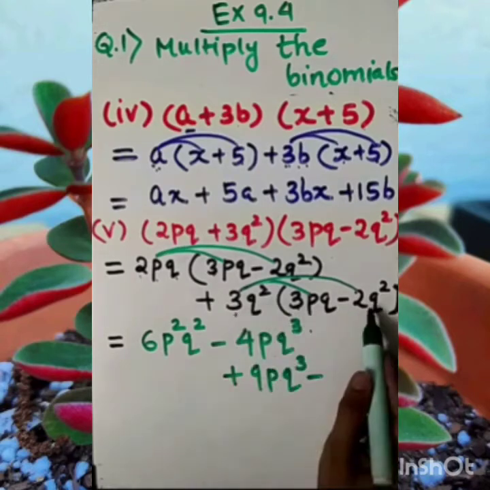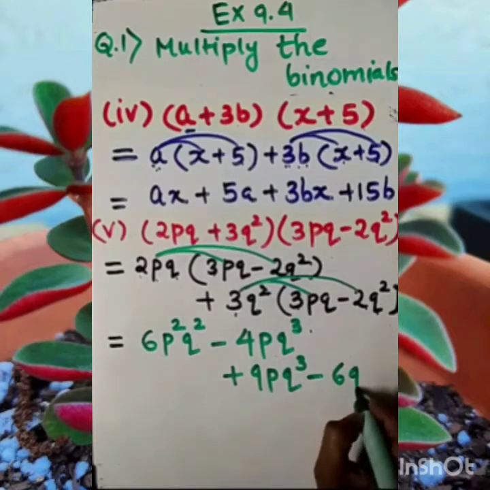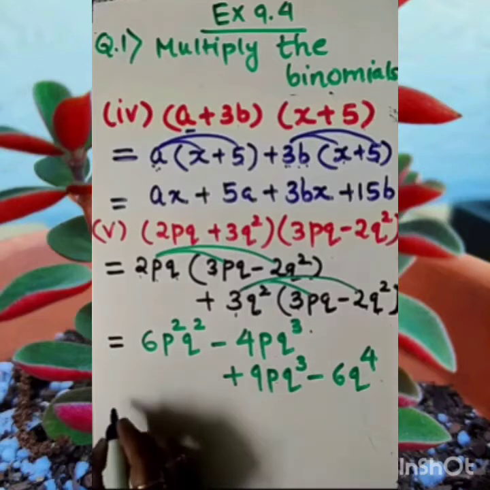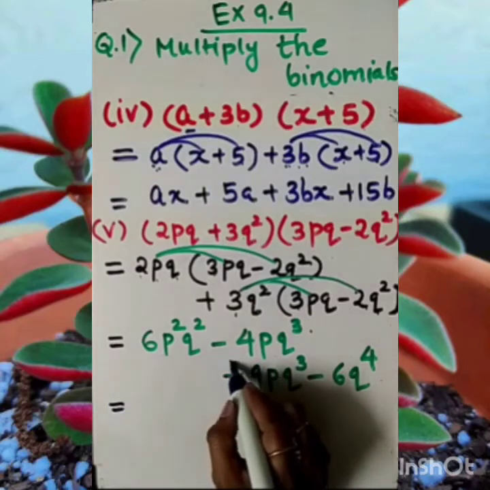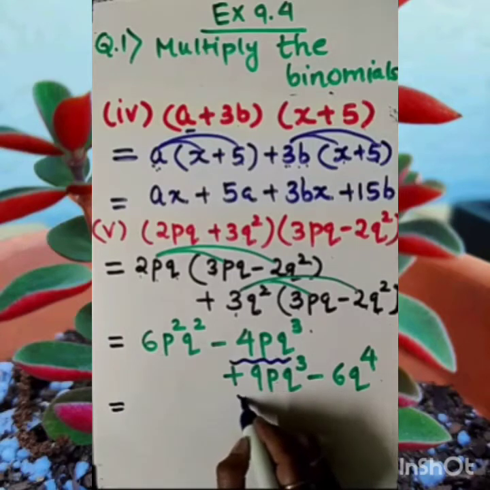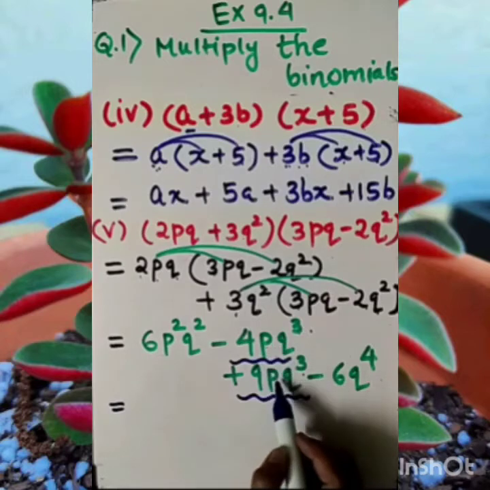Minus 3 times 2 is 6. Q square into Q square gives the result Q to the power 4, because square into square indicates 2 plus 2, which is 4. Now, are there any like terms? Let's think about that. Of course, we have minus 4q square q cube and plus 9pq cube. This is also cube, this is also cube, with p having one power. So these two terms are like terms.